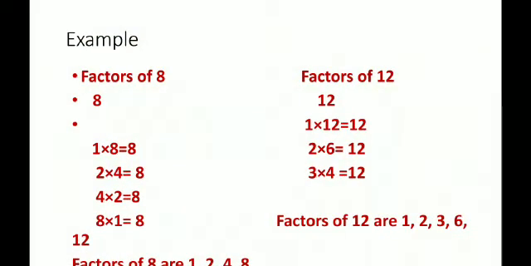Another example, factors of 8. We can write 1 into 8, 8. 2 into 4, 8. 4 into 2, 8. 8 into 1, 8. So factors of 8 are 1, 2, 4 and 8. The same way, factors of 12. We can write 1 into 12, 12. 2 into 6, 12. 3 into 4, 12. Same way, 4 into 3 also 12, 6 into 2 also 12, 12 into 1 also 12. So we can say factors of 12 are 1, 2, 3, 4, 6 and 12.